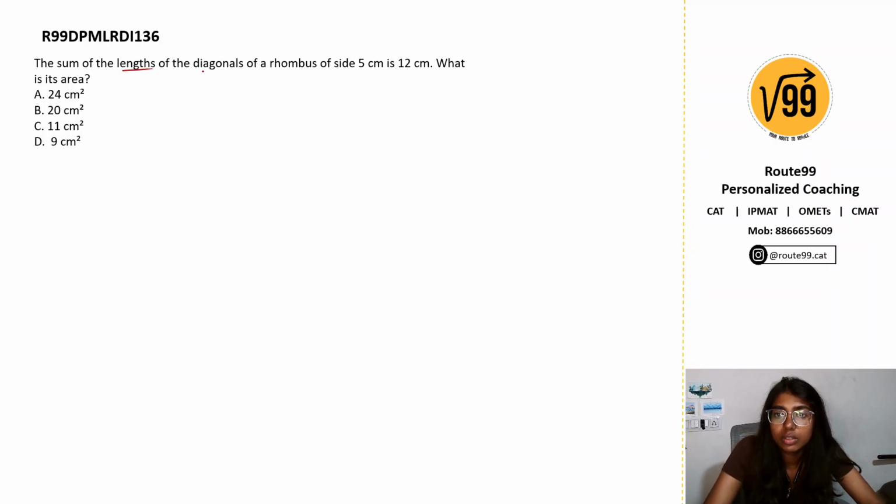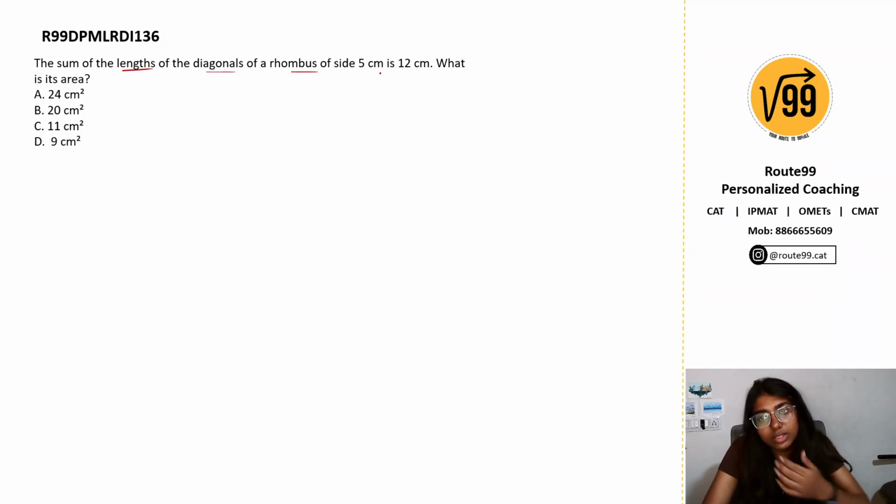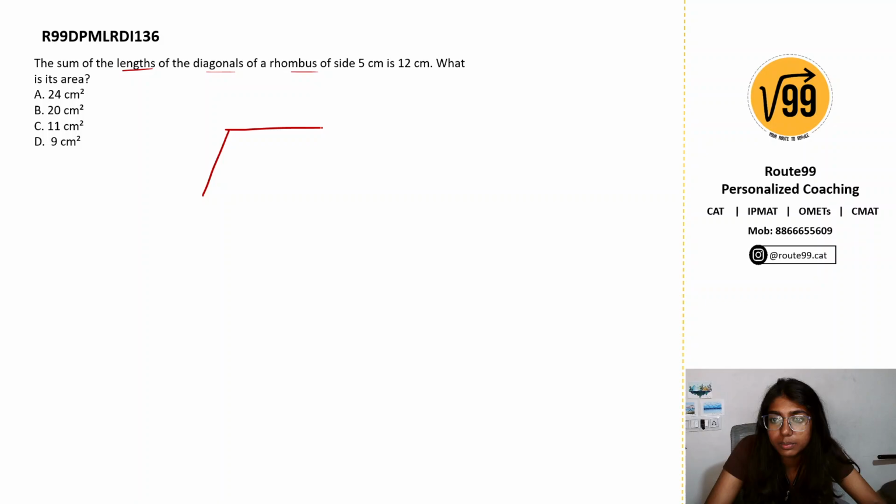The sum of the lengths of the diagonals of a rhombus of side 5 centimeter is 12. So you have a rhombus, sides 5 centimeter each. ठीक है. अब ये D1 और D2. So sorry.